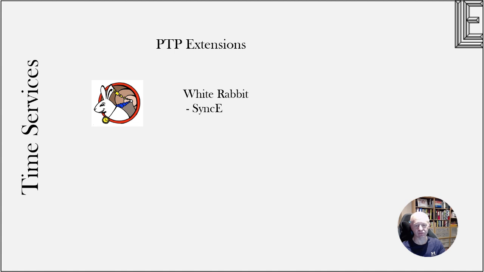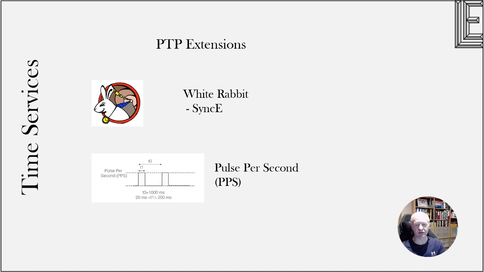As an alternative to White Rabbit, the older PPS technology can be used. This passes 1 pulse per second over dedicated cabling on dedicated interfaces from the clock source to the client nodes. This is then used to synchronize the internal clocks on the nodes, and PTP can be used to establish the exact time in the same way as it is for White Rabbit. The downside of this is the need for dedicated hardware on every node and dedicated cabling.